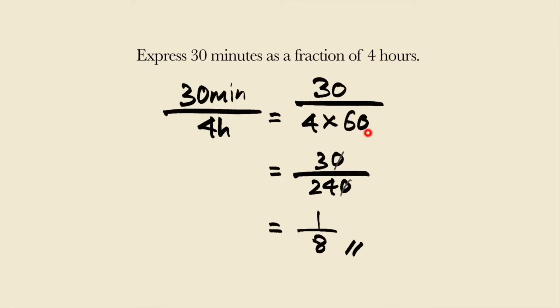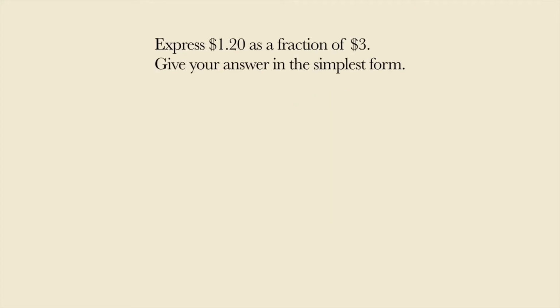30 minutes as a fraction of 4 hours. So 4 hours is the denominator. Convert to minutes, take away the zero, simplify, and then 3 and 24 are both multiples of 3, so convert that to 1/8.